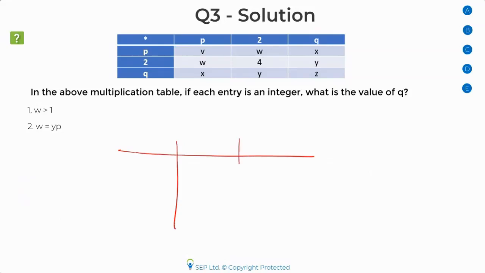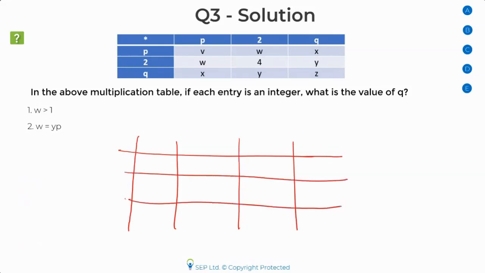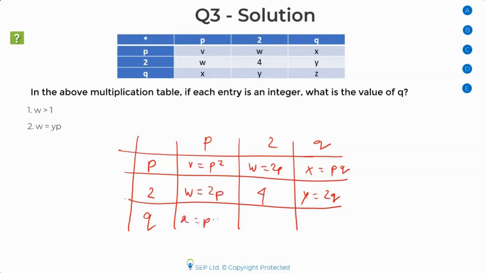I'm drawing a bigger one because I would want to fill in the values. This is P to Q, P to Q. So this is V, which is P square. W is equal to 2P. X is equal to P times Q. Y is equal to 2Q. This is very obvious, so I don't need to do anything here. W is equal to 2P. X is equal to P times Q, which I already know. Y is equal to 2Q. And Z is equal to Q square. Okay, this is what I have.